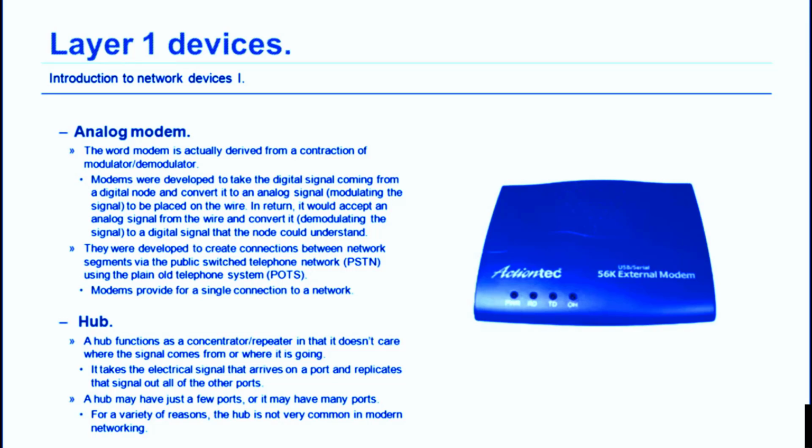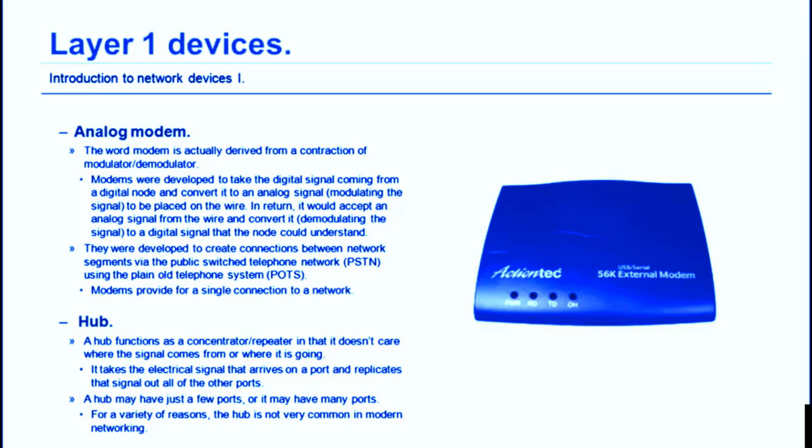The word modem is actually derived from a contraction of modulator, demodulator. Modems were developed to take a digital signal coming from a digital node and convert it to an analog signal, modulating the signal, and placing it on a wire. In return, it would accept an analog signal from the wire and convert it, demodulating the signal, back to a digital signal that the node can understand.